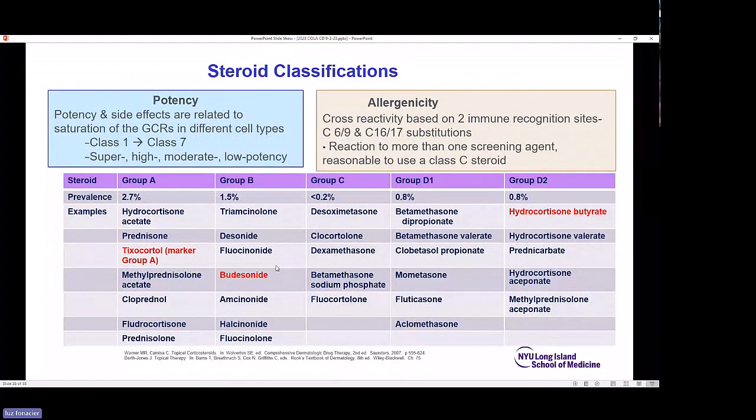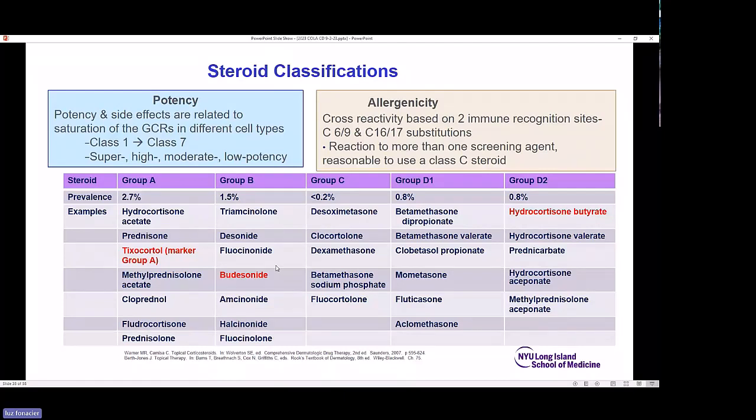So here you can see that there are different steroid classifications. Your steroid classification could be based on potency, class 1 to class 7, class 1 being the most potent, or allergenicity. And allergenicity is based on group A to D. You can see that there is cross-reactivity within group A and within groups B, C, D, D1, and D2. There is some cross-reactivity between D and A, but if looking at the prevalence rate, you will see that group C is the least cause of it.